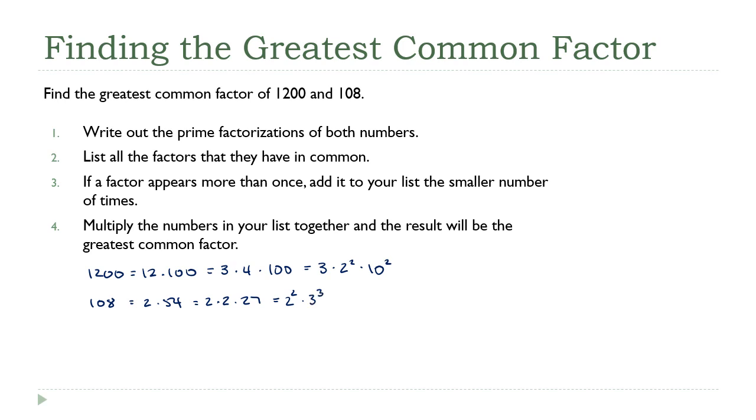All right, step number two, list all the factors that they have in common. Well, they both have a 2, and they both have a 3, and that's it. I'm not going to include the 10, because that appears in one of the factorizations, but not the other.